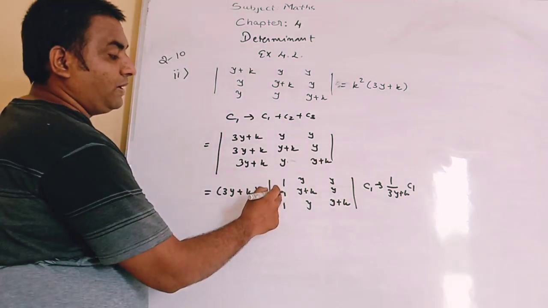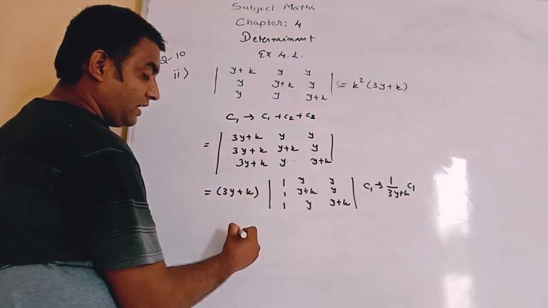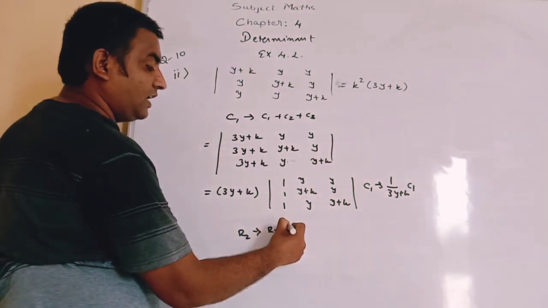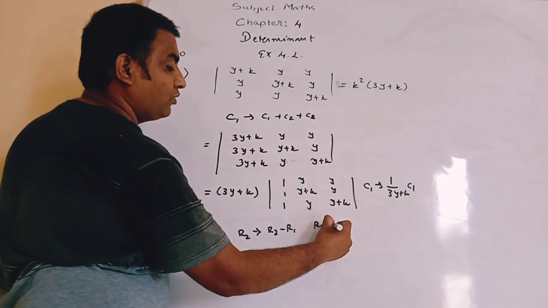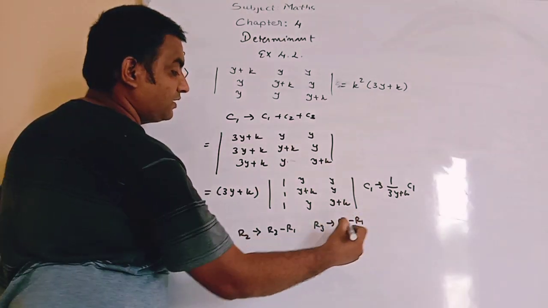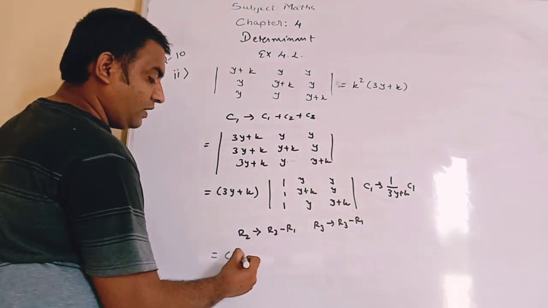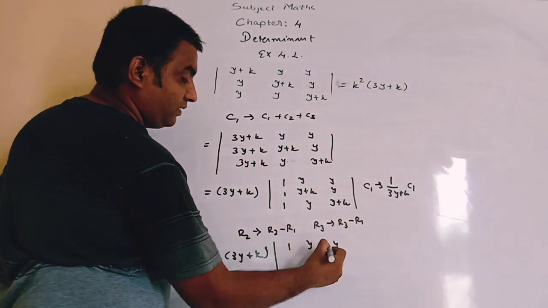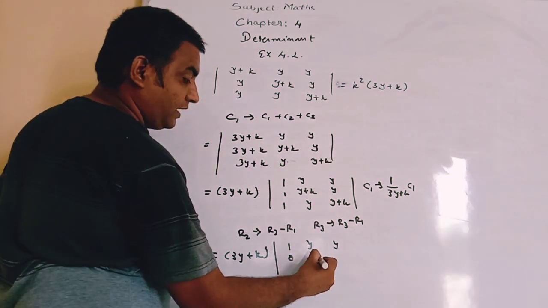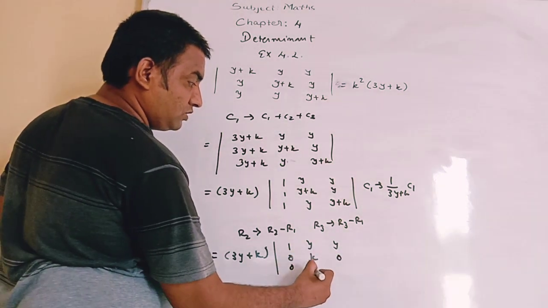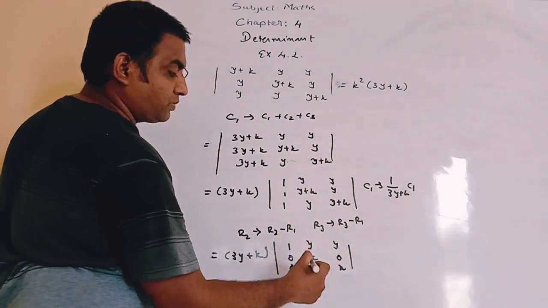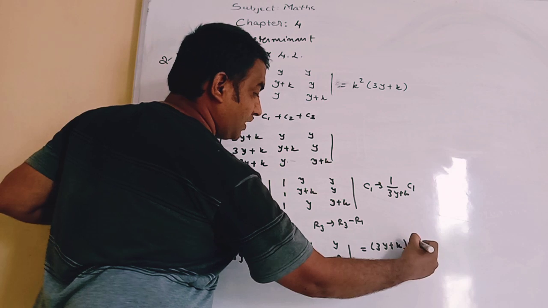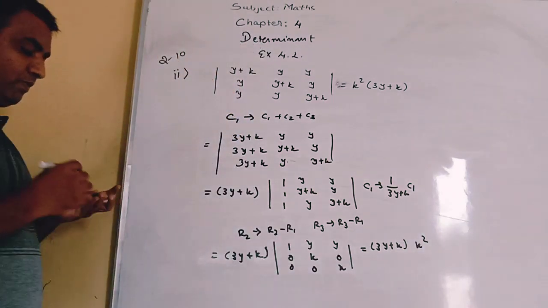So now these two elements we want to make 0 and R2 transform into R2 minus R1, R3 transform into R3 minus R1. Then we will get 3y plus k, 1, y, y; 0, k, 0; 0, 0, k, and so we expand with 1 and it is 3y plus k into 1 into k square, so it is k square into 3y plus k.